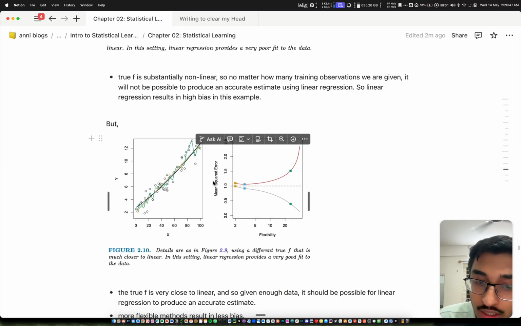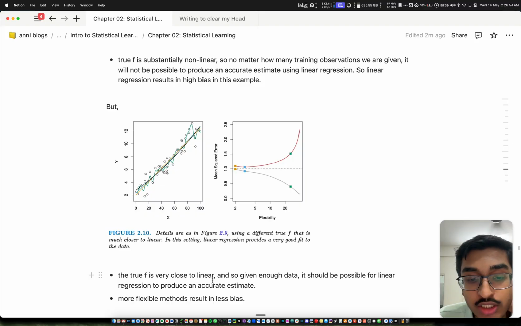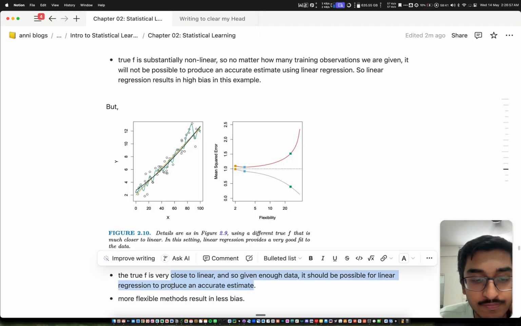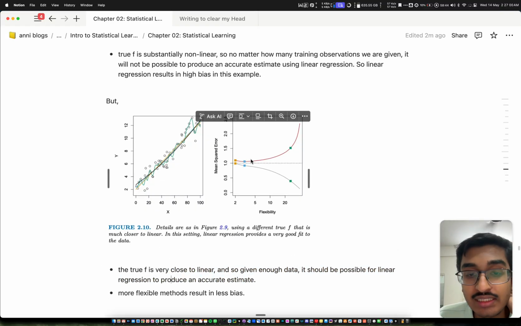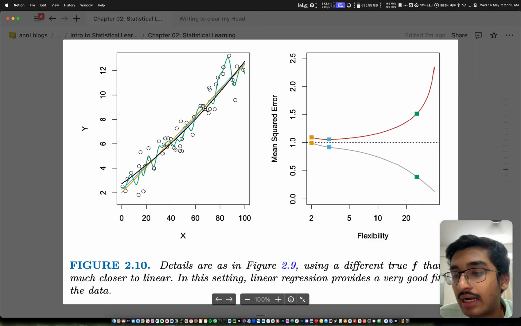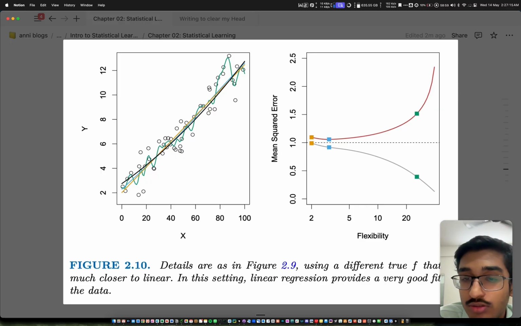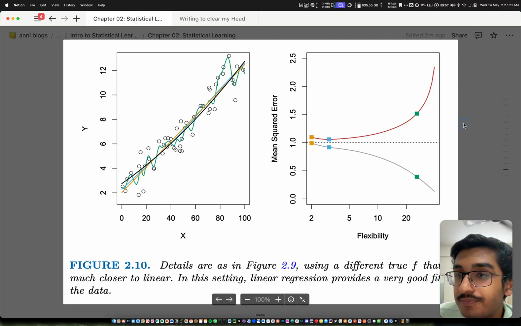In this case, the true function is very close to a linear model. So given enough data, it's possible for the linear regression to actually estimate this particular function. But still, as you see, the more flexible model, the blue one, results in lower bias. This is probably a complex real world thing, and because linear regression is simple, it's not a very good fit. Now the blue curve, which is a spline with low flexibility and high smoothness, does a better job.